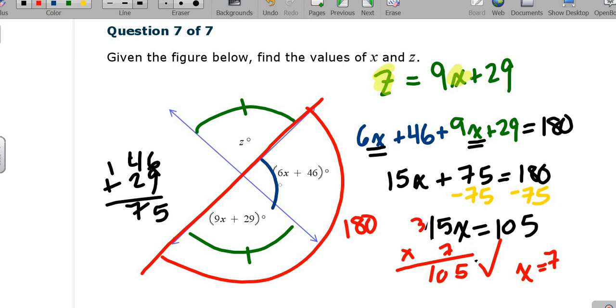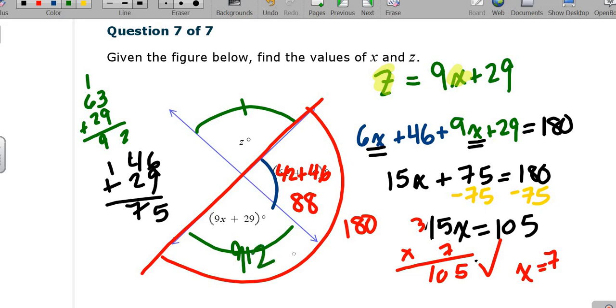Now you're not done. You got to plug it in. 6 times 7 is 42, plus 46. That makes this angle right here 88. Come over here, 9 times 7, 63, plus 29. That makes that 92. And check, 88 and 92 do add up to 180. And then we go like this. That makes Z would also have to be 92 degrees.